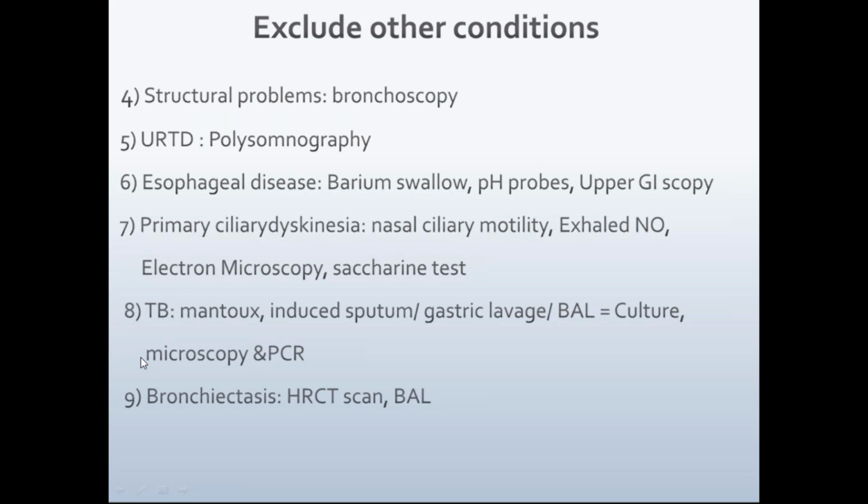If the child is suspected to have tuberculosis, go with your Mantoux test and gastric lavage, bronchoalveolar lavage fluid, culture, microscopy, and PCR. Bronchiectasis, the gold standard for bronchiectasis is HRCT, that is high resolution computed tomogram scan, to get a better delineated profile of all the airways, where you can appreciate honeycomb appearance, that is due to permanent dilatation of your bronchi.